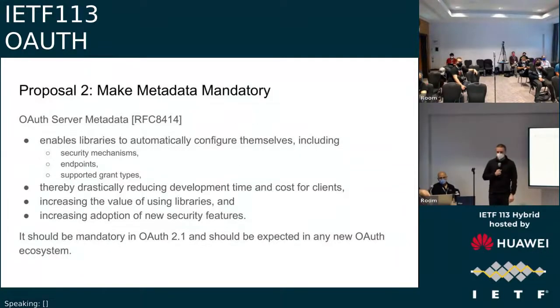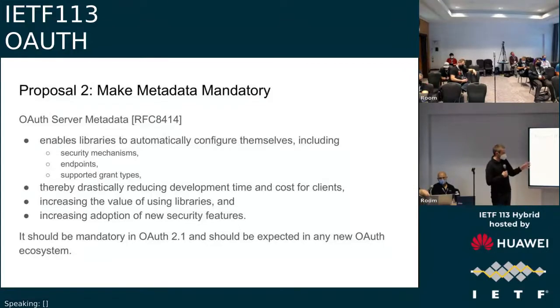Number two is to make metadata mandatory, or mandatory in the sense that we expect it from any modern implementation. Because OAuth metadata enables libraries to automatically configure themselves to figure out what the security mechanisms, endpoints, and so on are. And this can greatly reduce the friction in implementing OAuth. And I hope that this also does away with the OAuth configuration hell.